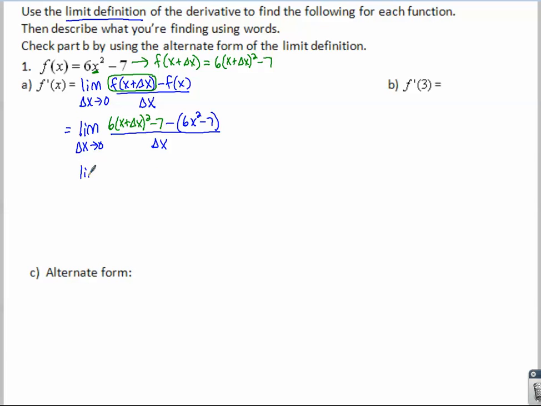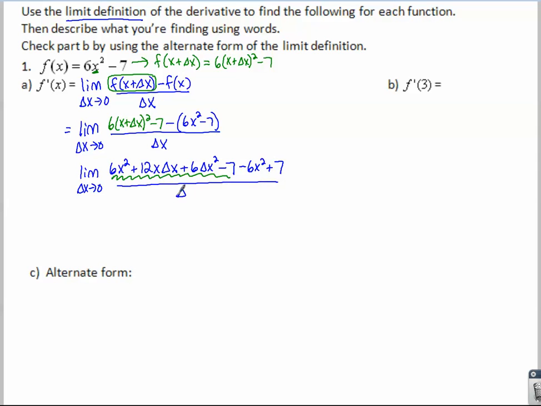And when we do that, we get the limit as delta x approaches 0 of 6x squared plus, we get 2x delta x's, so multiplying by 6 gives us 12x delta x's. Delta x squared times 6 is 6 delta x squared minus 7, so that was all the part that was in green. Then I'm going to distribute the negative here. So negative 6x squared plus 7.